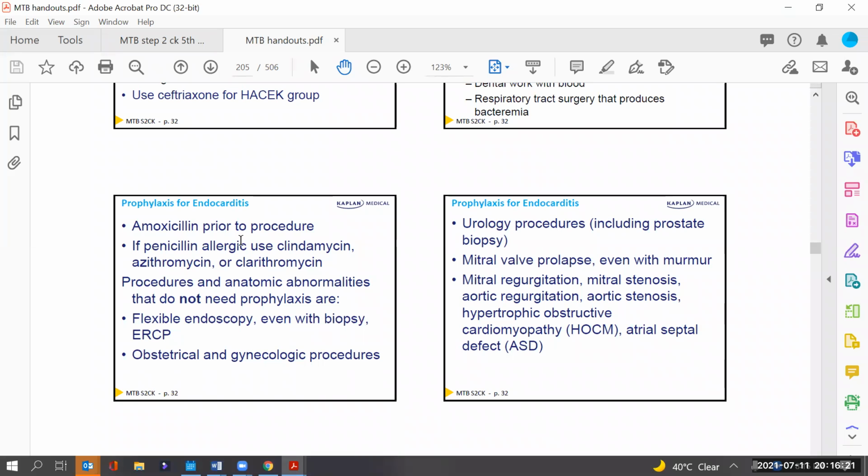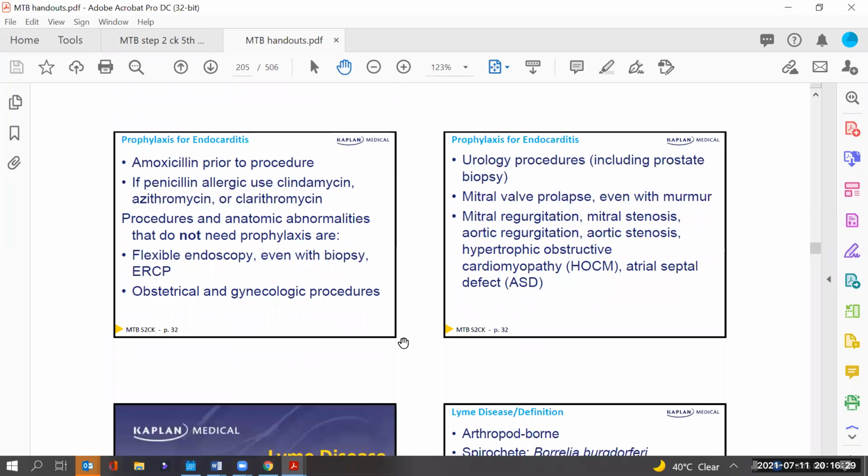They usually give scenarios like this one. The patient is going to go for dental surgery. Are you going to give prophylaxis? You have to choose yes. These are all the listed things for when you are going to give and when you are not going to give. You have to memorize, you have to learn by heart. There is no choice. Amoxicillin prior to procedure.